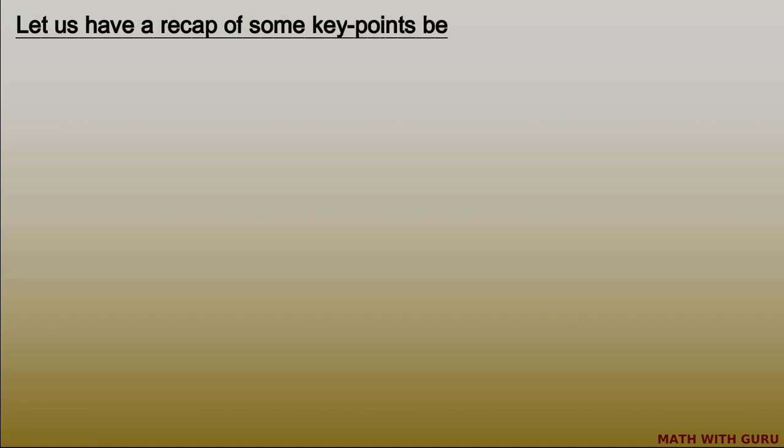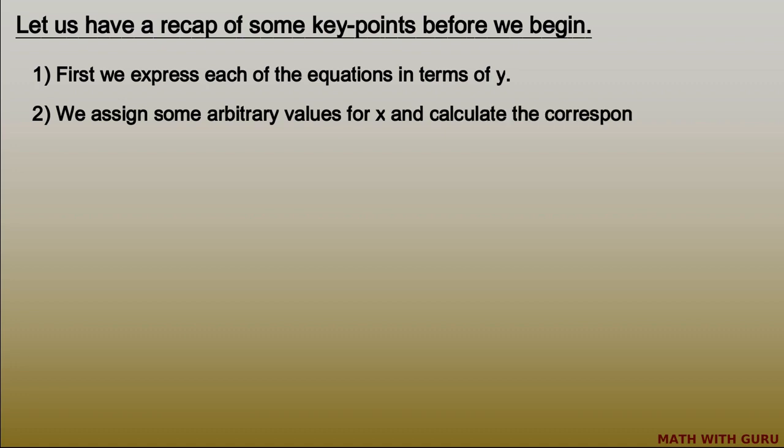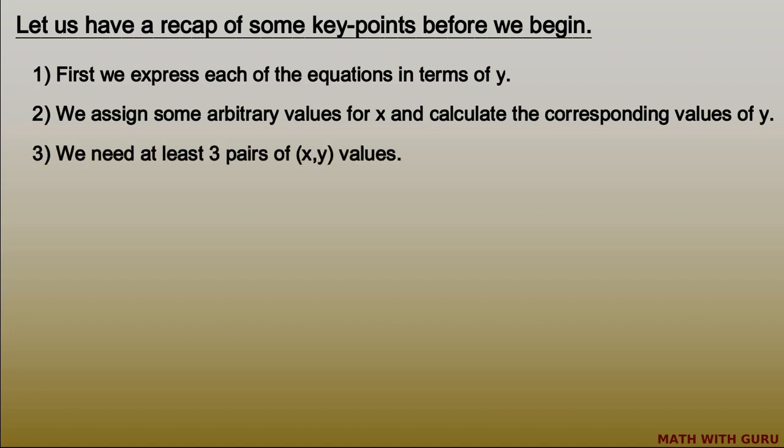Let us have a recap of some key points before we begin. First, we express each of the equations in terms of y. Then we assign some arbitrary values for x and calculate the corresponding values of y. We need at least 3 points of xy values. In fact, 2 pairs are sufficient for the graph. The third pair is to confirm that there is no error in our calculation.